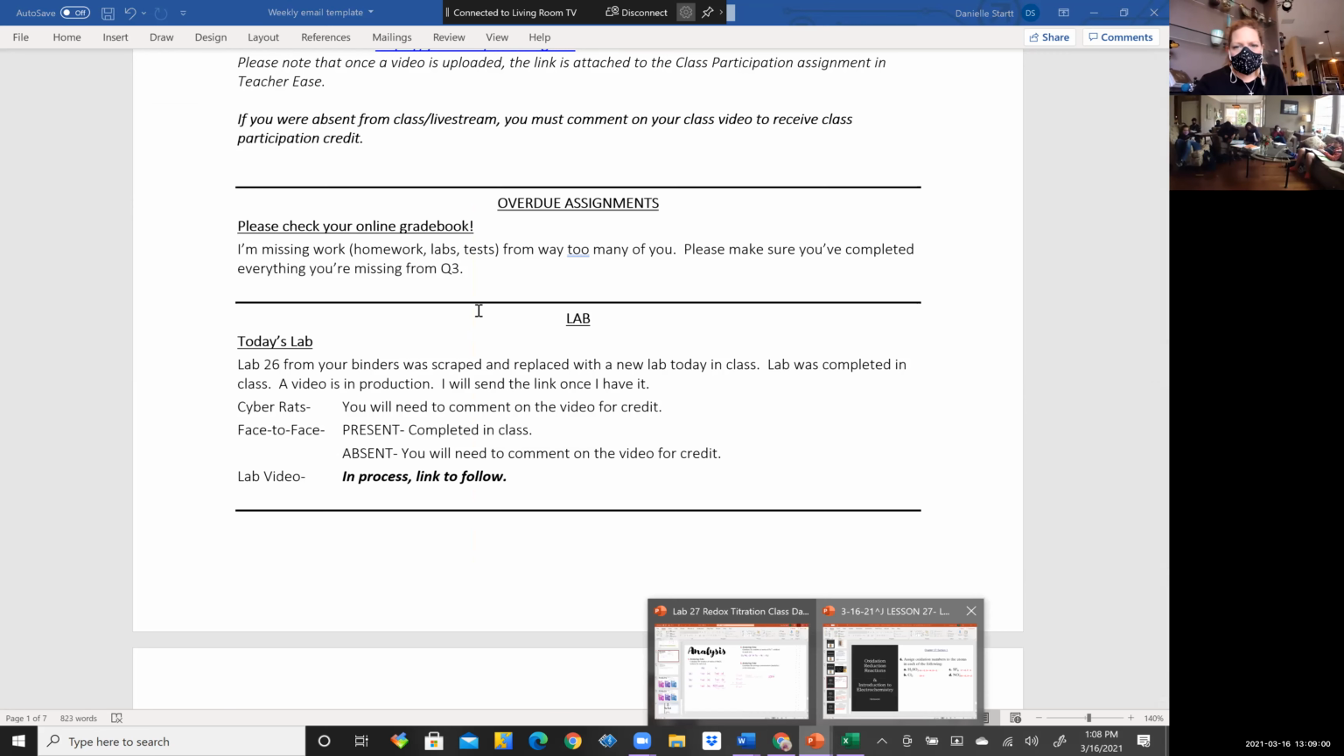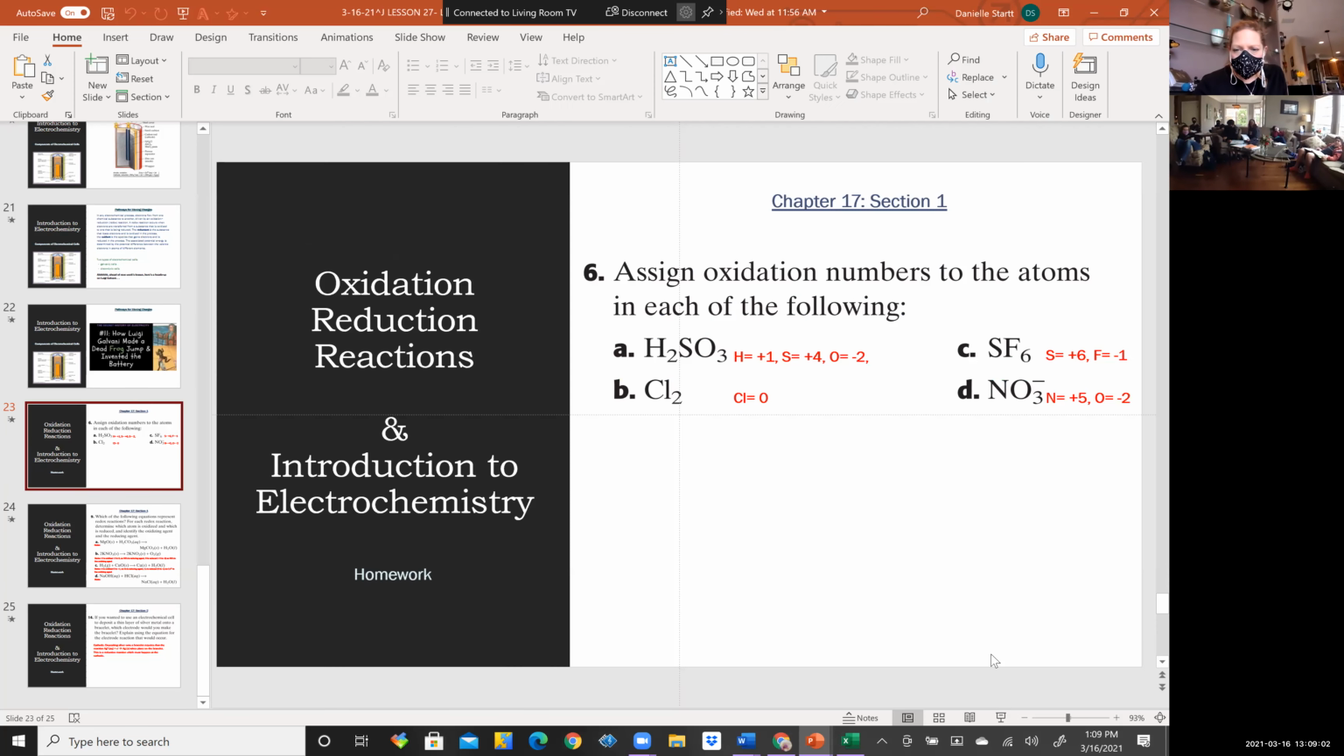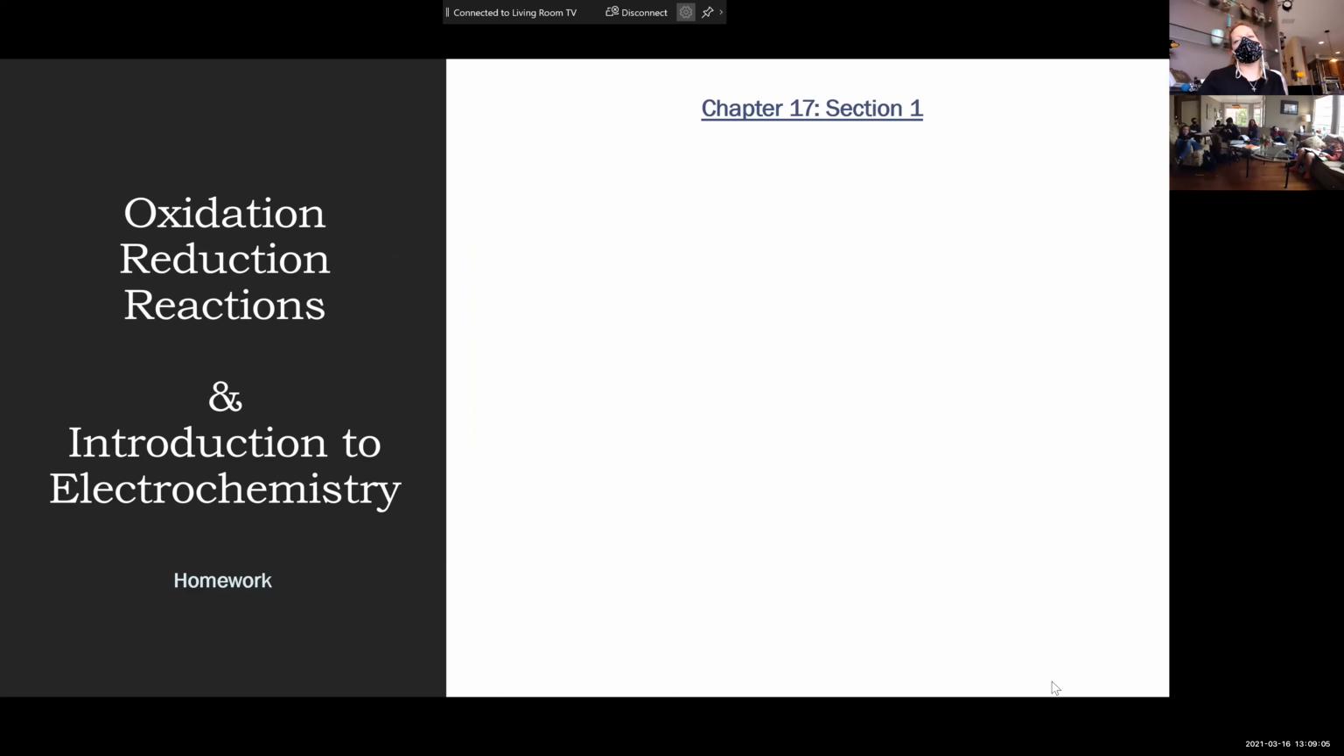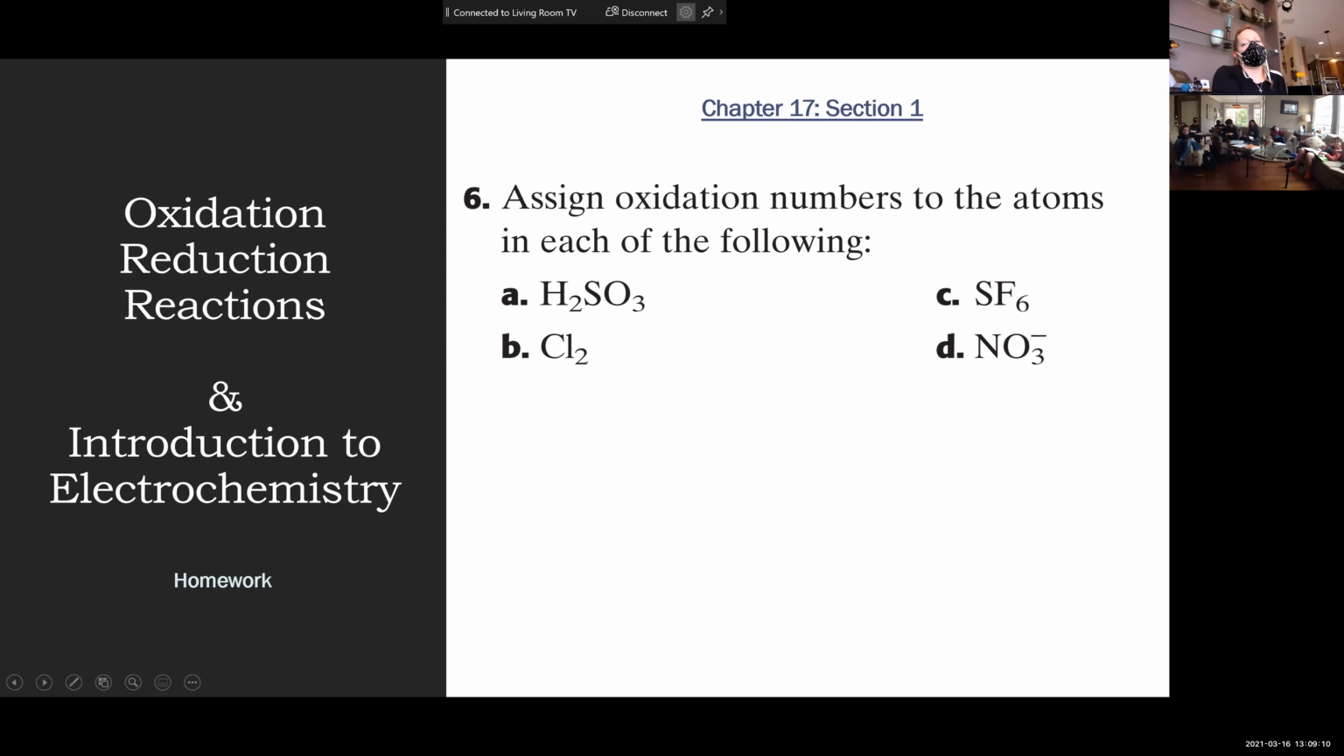So here we go. So section 1, you had this question number 6. Assign oxidation numbers to the atoms in each of the following. So did anybody get letter A there? Want to share what they got? We did +4. Okay, so your H is a +1, your S is a +4, and your O is a -2.